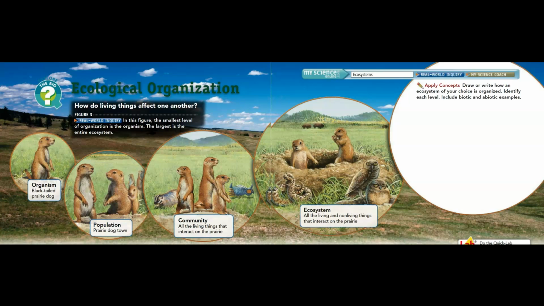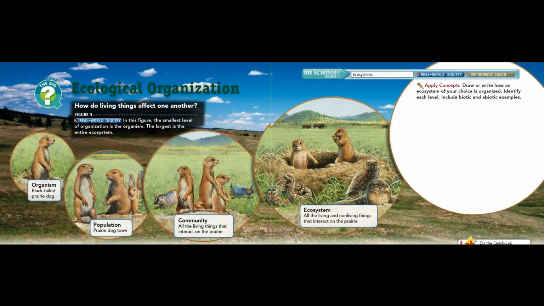Then, that population, all those prairie dogs, get thrown into a bigger pool called community. That's all the living things that interact in that area, in this case, the prairie. So we have not just prairie dogs, but we also have hawks. It looks like a badger. We have grass. All those are living and they interact with each other. And then we have the ecosystem.